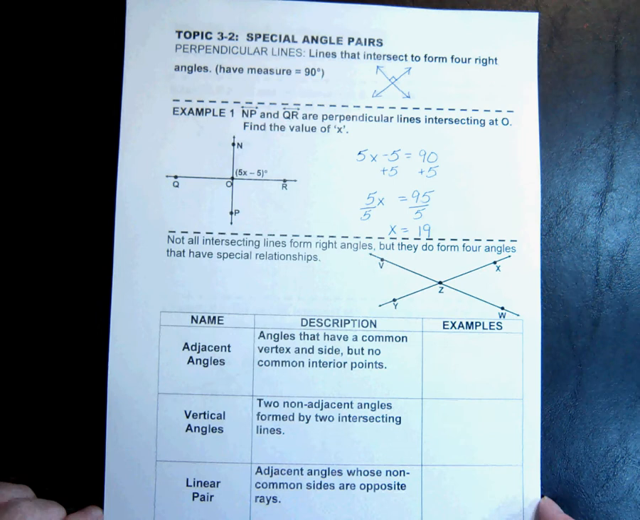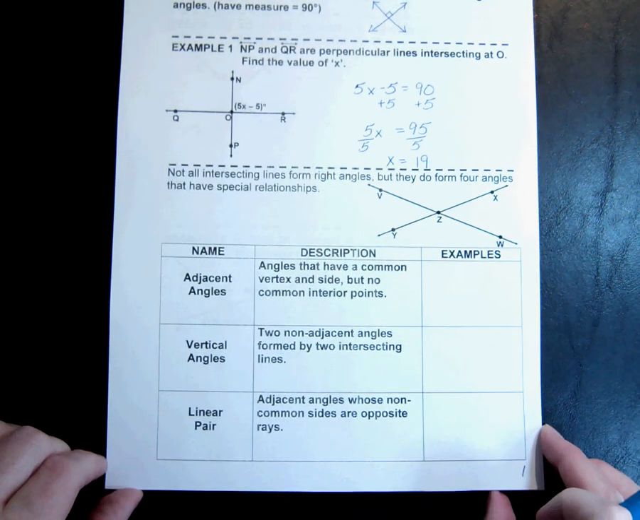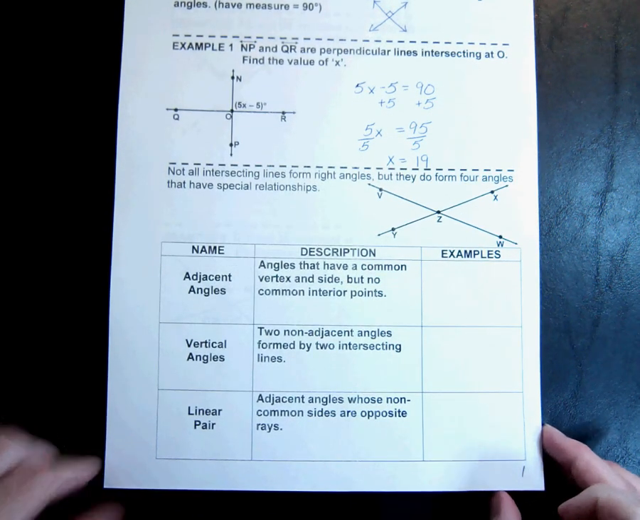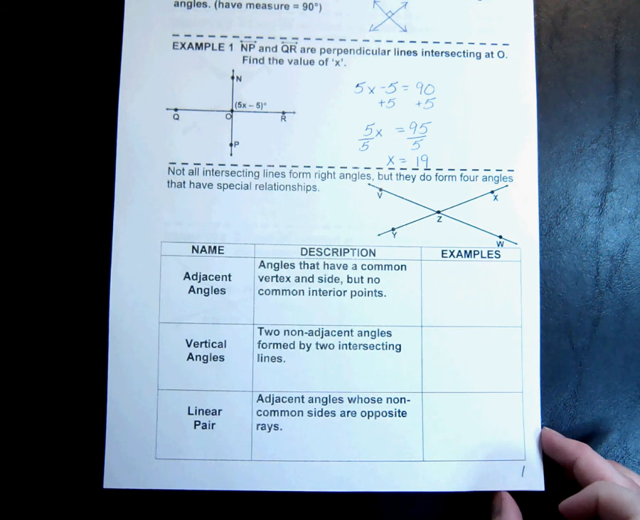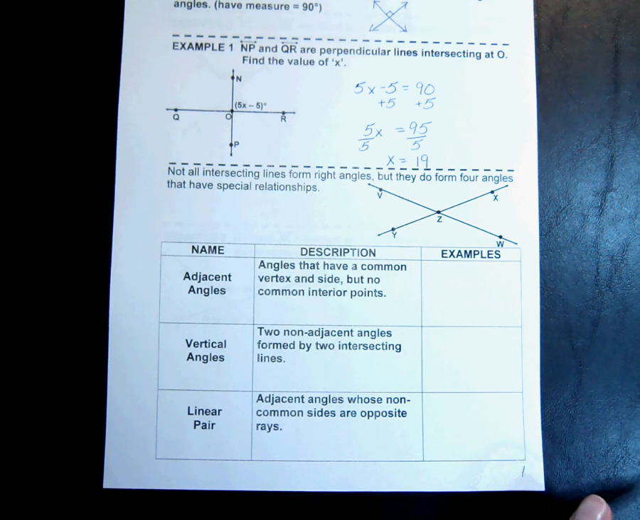All right, let's go over some definitions. Not all intersecting lines form right angles, but they do form 4 angles that have a special relationship. So in this example, they're wanting us to look at the adjacent angles, vertical angles, and ones that form linear pairs. First, let's go over the description of what an adjacent angle is. Adjacent angles are angles that have a common vertex and a side, but not a common interior point.